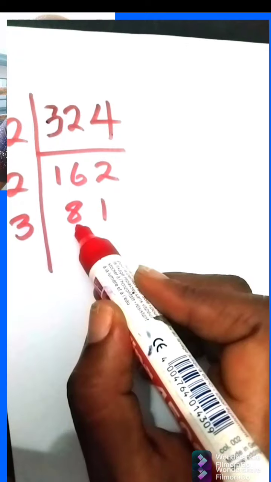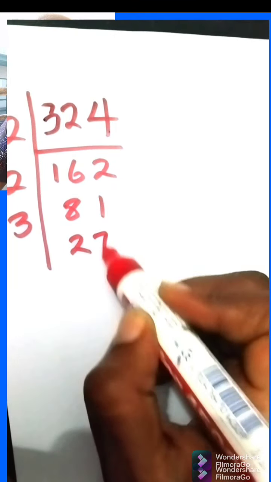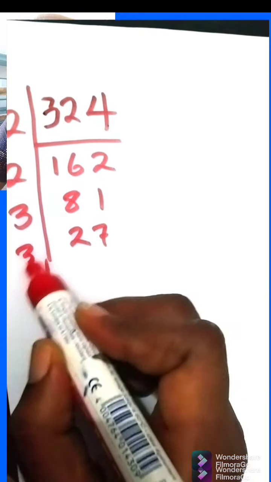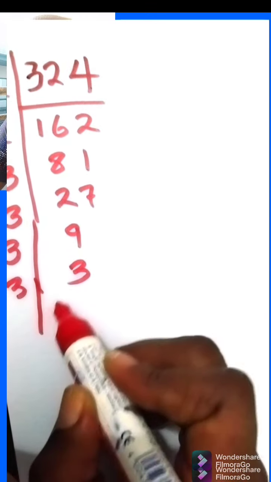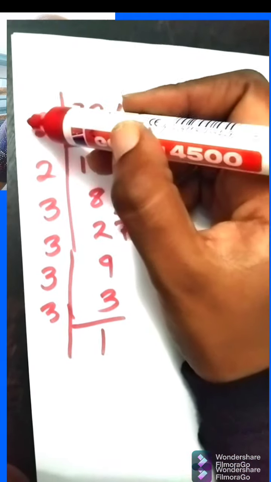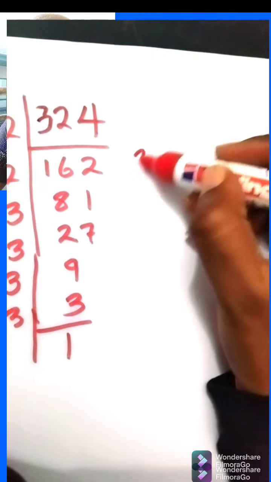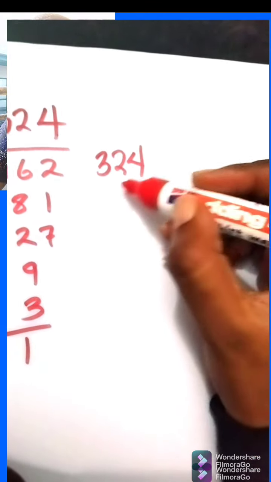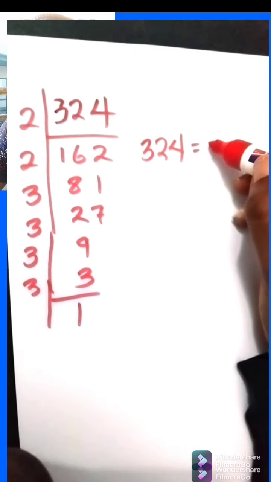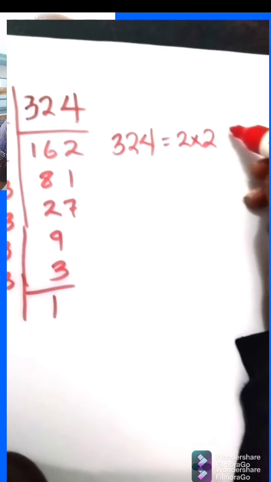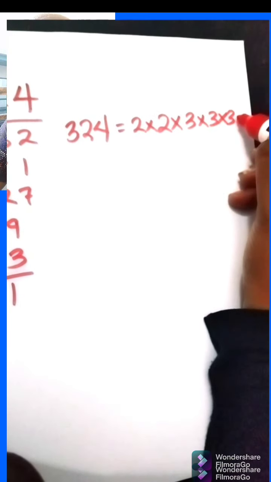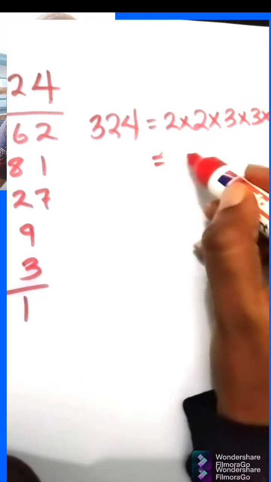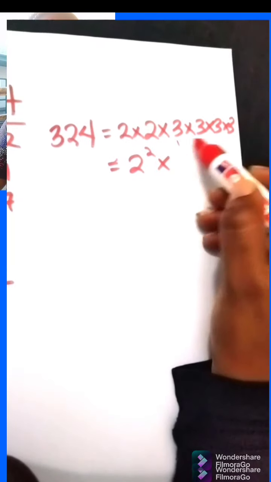Okay? So now what will divide 81? We have 3. Okay? 3 into 81 will give us 27. 3 into 27 will give us 9. 3 into 9 will give us 3. 3 into 3 will give us 1. So now we have a set of numbers which is 2 times 2 times 3 times 3 times 3 times 3. We're already seeing the pattern, a square pattern showing up, okay?